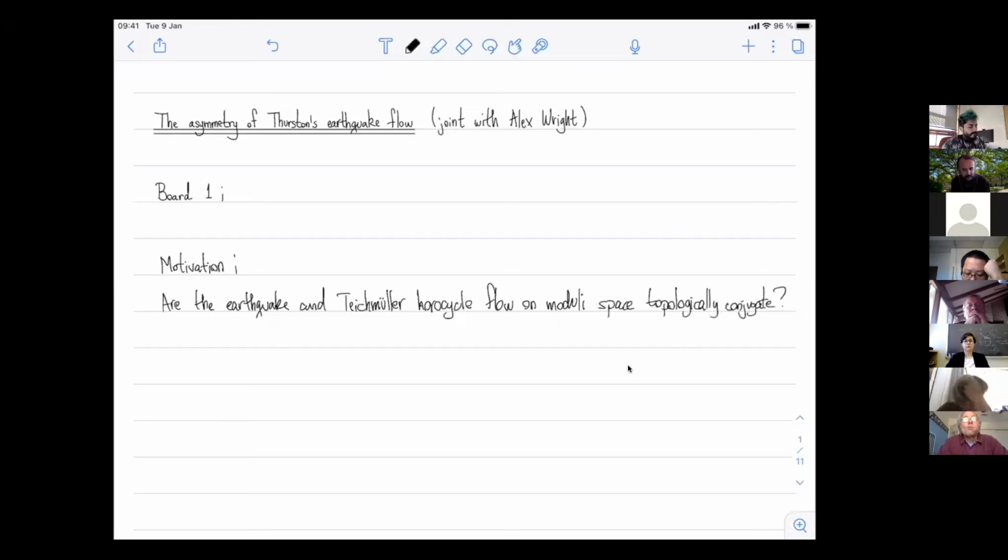So the first thing we want to do is understand this question. I will define to you what the earthquake flow is, what the Teichmüller horocycle flow is, and I will also try to explain why this question is relevant historically and also intrinsically. So that's what we'll start with. I'll try to explain what the earthquake flow is and what the Teichmüller horocycle flow is, and then we'll move on to the question and to a bit more of history.